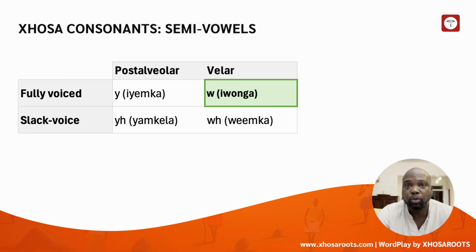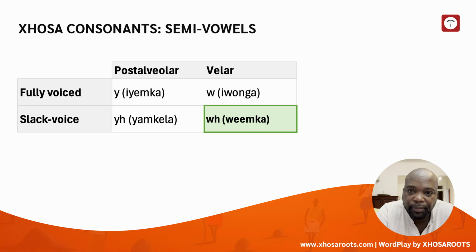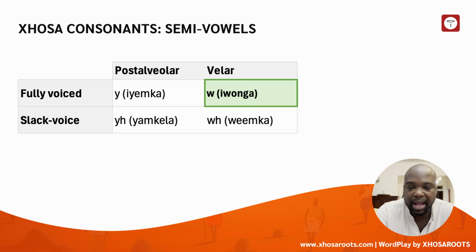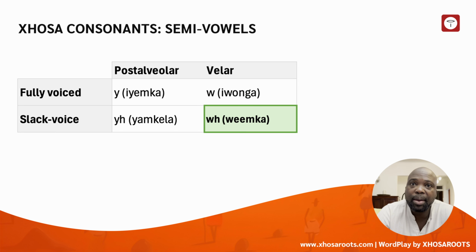And the slack voice version is wa. An example is iwonga, which is status, as in social status. Iwonga, amawonga, social statuses. And the fully voiced would be wa, and the example there is wemka. He or she left. Wemka. He or she left. And you'll see here again an appearance of an elongated vowel.